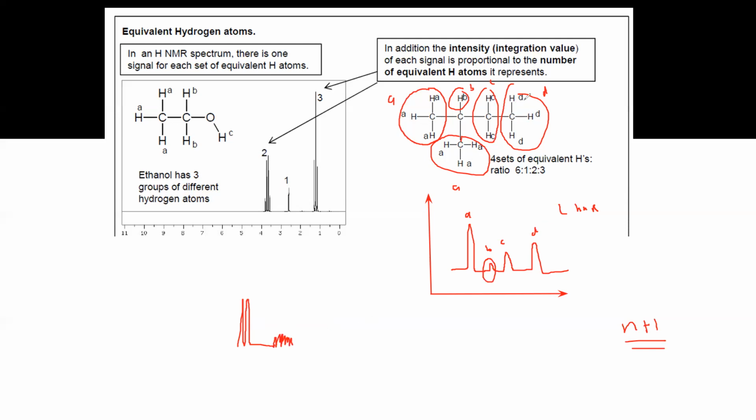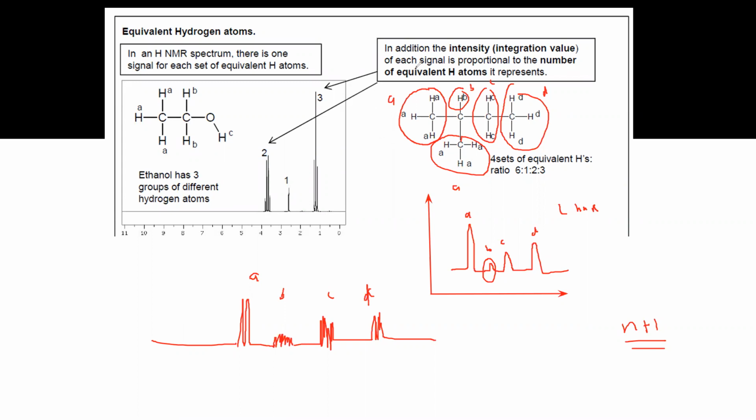What about C? The neighbor is 3 plus 1, 4 hydrogen, so it will split into 5 peaks. And what about D? The neighbors are 2, so it will split into 3 peaks. So basically, the number of peaks remains the same, but further splitting occurs due to the effect which we call the coupling effect. Coupling means that the magnetic fields of two neighboring hydrogen environments interact, which results in further splitting.